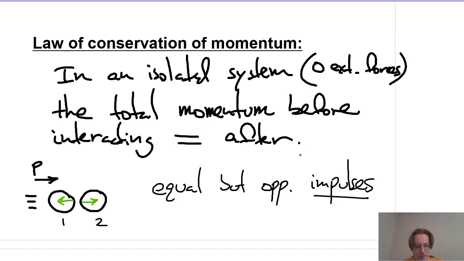Same force, same time. Now, if they both experience the same impulse, that means the change in momentum they get is the same. In other words, ball number 1 is going to slow down. It's going to lose a little bit of momentum. But ball number 2 is going to gain exactly the same amount. So the total amount actually stays the same.